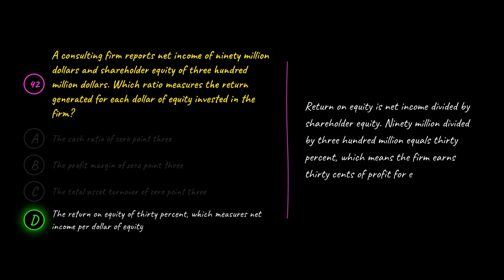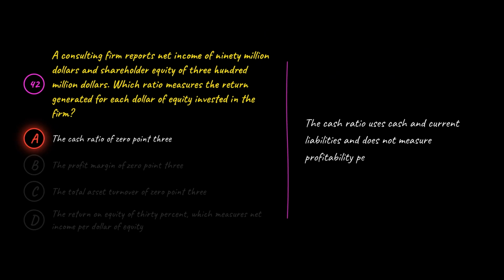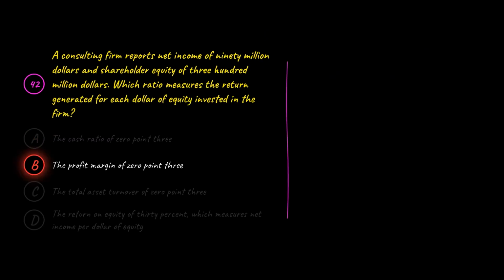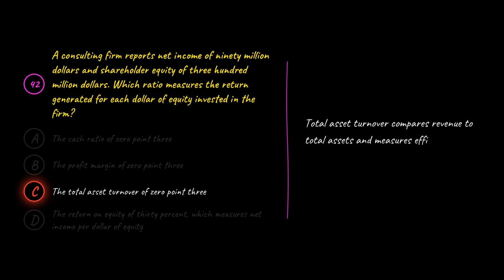A is wrong because the cash ratio uses cash and current liabilities and does not measure profitability per dollar of equity. B is wrong because profit margin is net income divided by revenue, not by equity, so it answers a different question. C is wrong because total asset turnover compares revenue to total assets and measures efficiency, not return on equity.